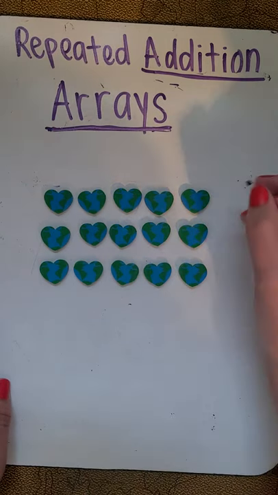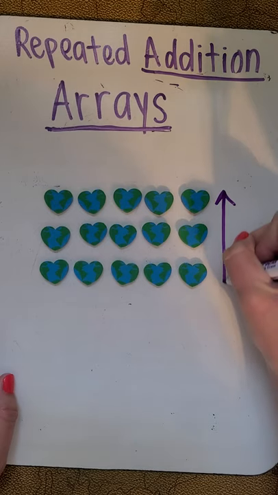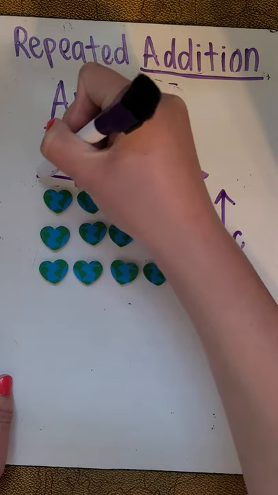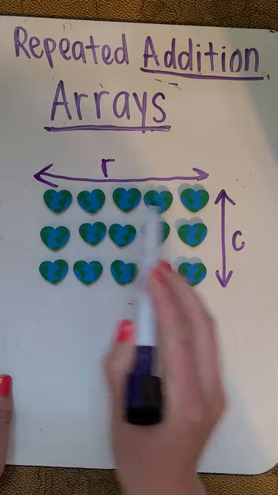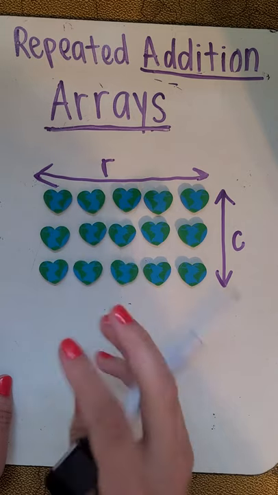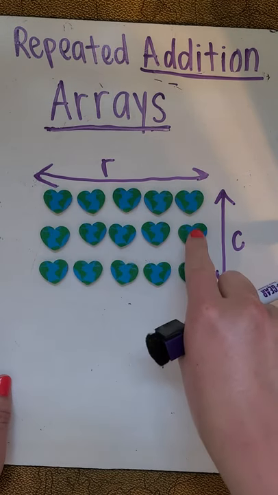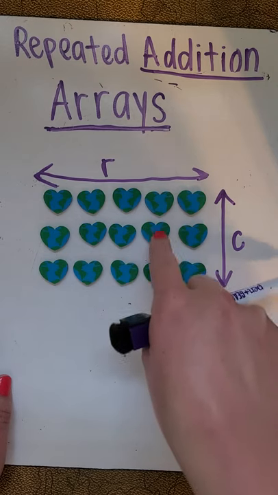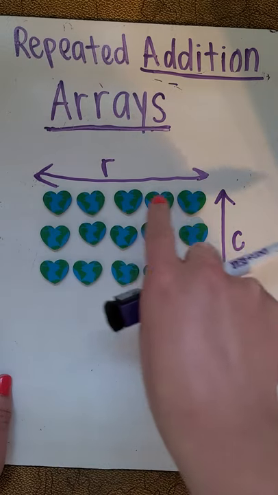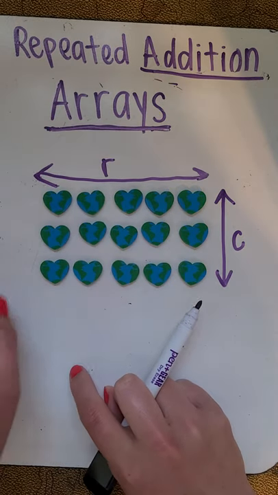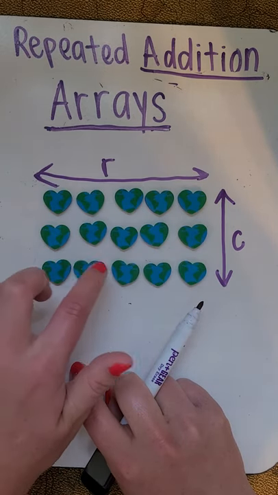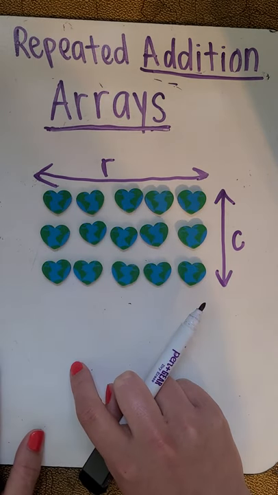Okay. So just in case we forgot, columns go up and down, and rows go side to side. Okay, so here's my rows, and here are my columns. And for our purposes, every column is going to have the same number of hearts. Do you see that? All my columns have three hearts. And all of my rows are going to have the same number of hearts. So this row has five hearts, that row has five hearts, and that row has five hearts.